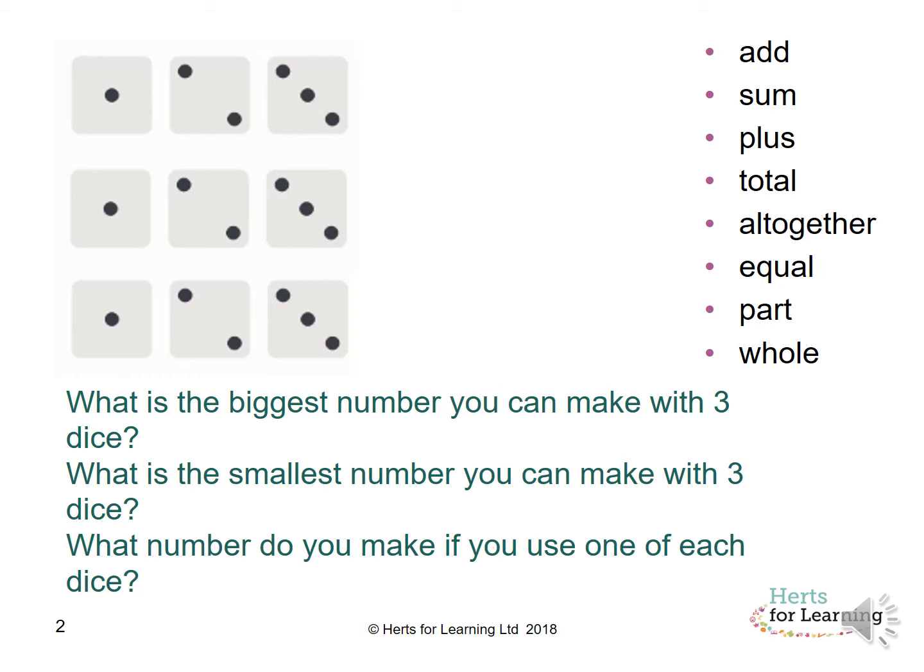Okay, next one, back to our dice again. So I've taken away the 4s this time, so now we have only got the 1s, 2s and 3s. And I've got a few questions on the board instead of just letting you make up numbers. So what is the biggest amount you can make using 3 dice?